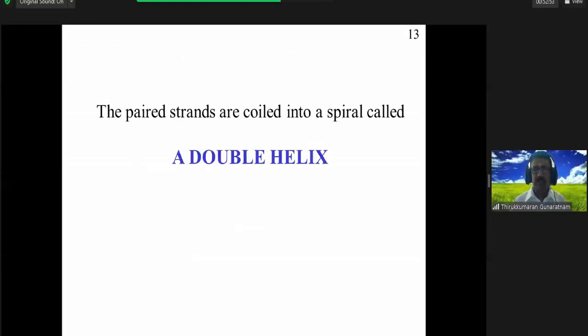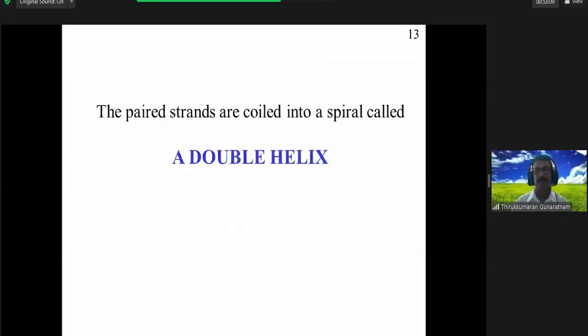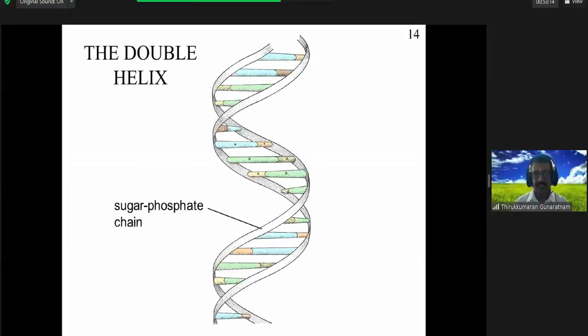So this paired strand is coiled into a spiral called the double helix. These are the double helix. These are basic things, but very, very important. So you can see this one. The double helix. You can write it. The sugar-phosphate chain is in between the bases.